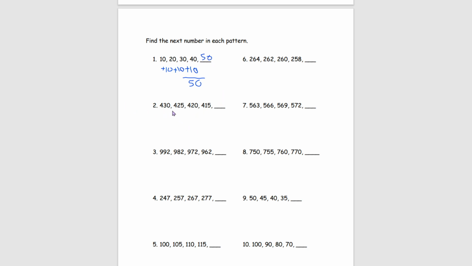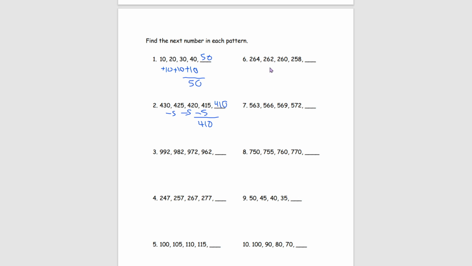For number 2, we have 430, 425, 420, 415, and blank. And so we're going to find the difference between each number. So 430 to 425 is minus 5, 425 to 420 is also minus 5, and 420 to 415 is also minus 5. And that tells us that our pattern is subtract 5. And so to get our blank, we're just going to subtract 5 from 415. And that gets us 410.